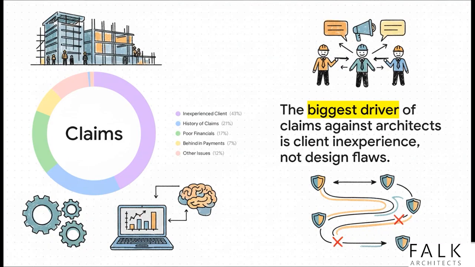Okay, now check this out, because this is fascinating. You'd think the biggest risks would be, I don't know, a big design flaw or a contractor messing up, right? Nope. Look at this. The number one reason architects get sued, at a staggering 43%, is having a client who is just inexperienced with how design and construction work. That tells you that managing risk starts before you even draw a single line. It starts with choosing and educating your client.